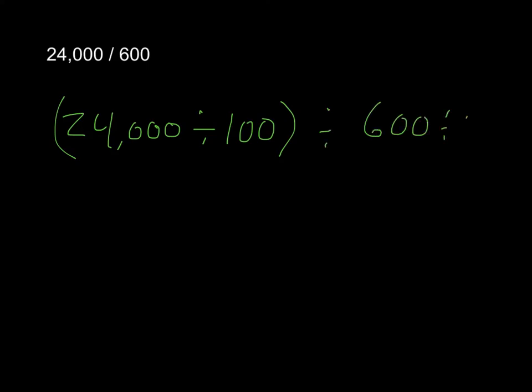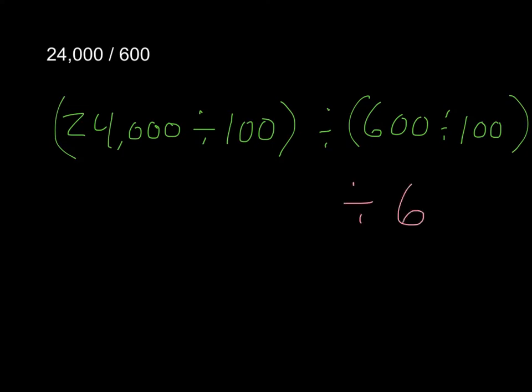Another problem, 24,000 divided by 600. I can use a shortcut where I write 24,000 divided by 100, which I'm then dividing by 600 divided by 100. I'm doing the same thing to both numbers, but by doing that, it allows me to get 600 into an easier number. It's going to be 6. 600 divided by 100 is 6.